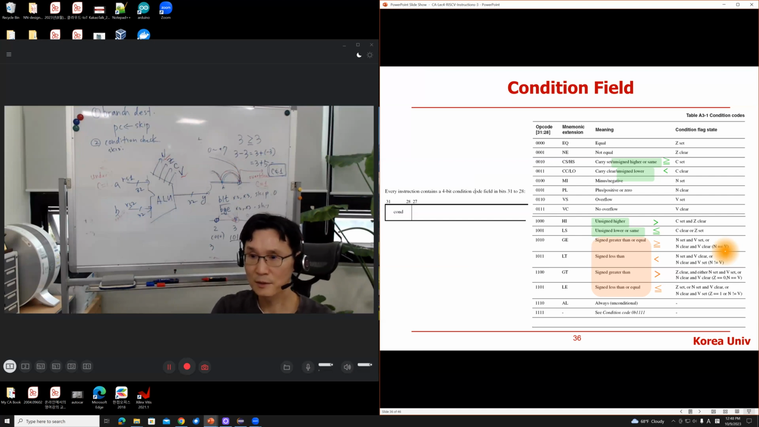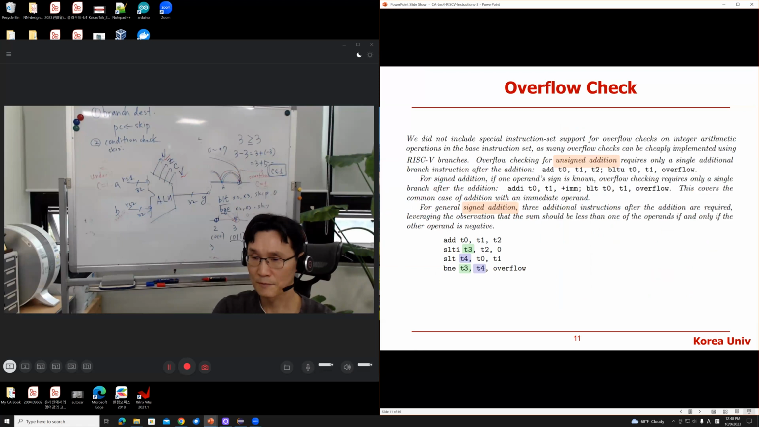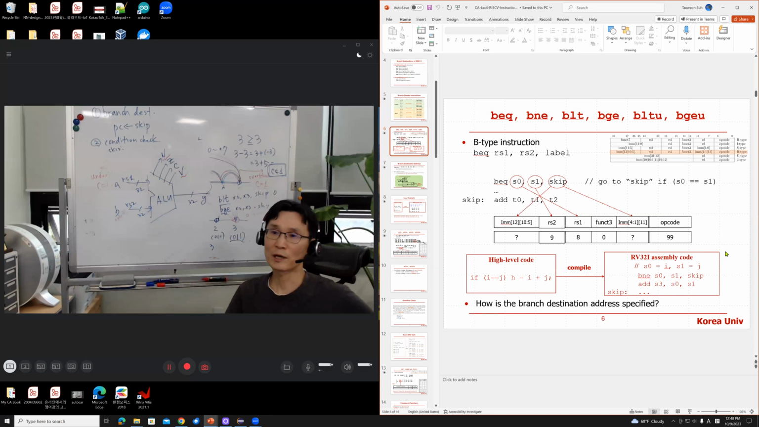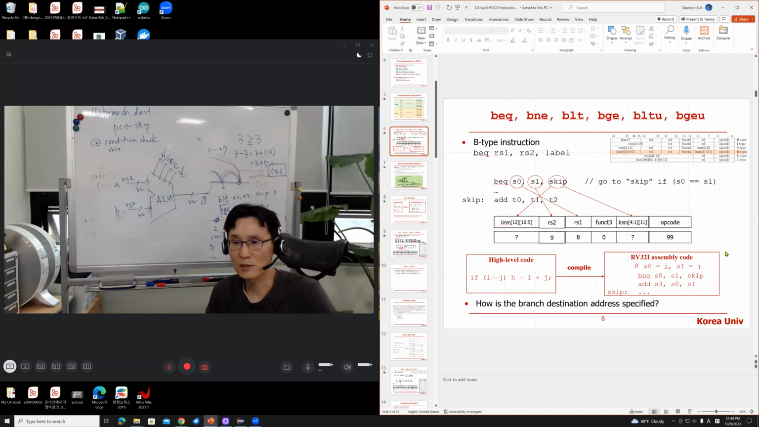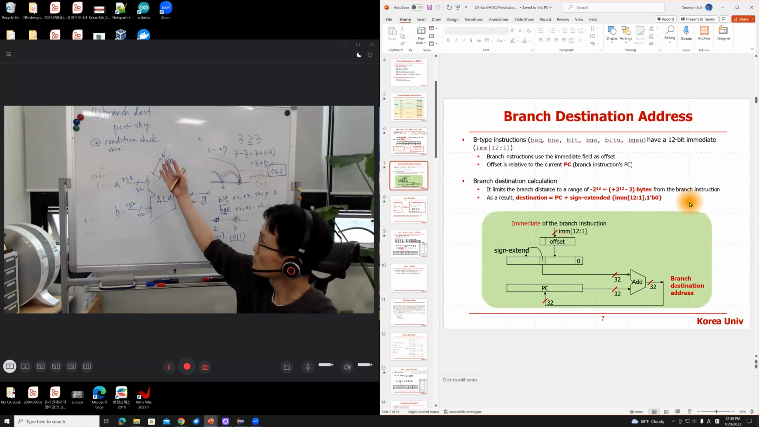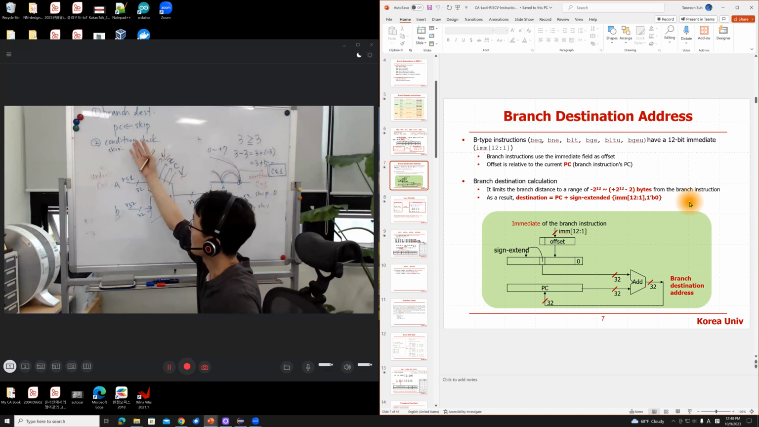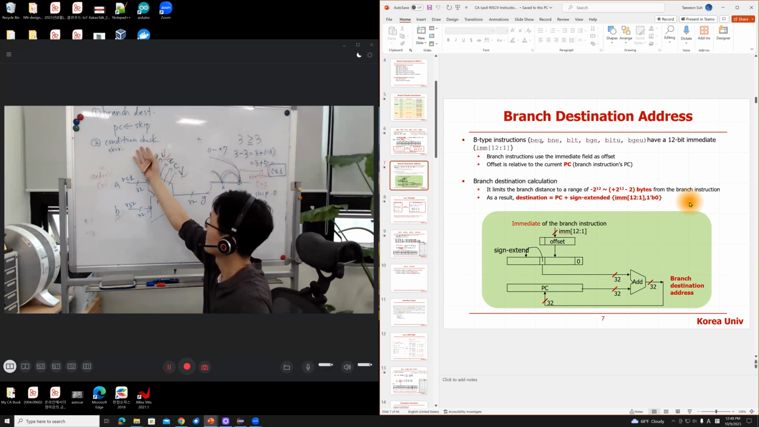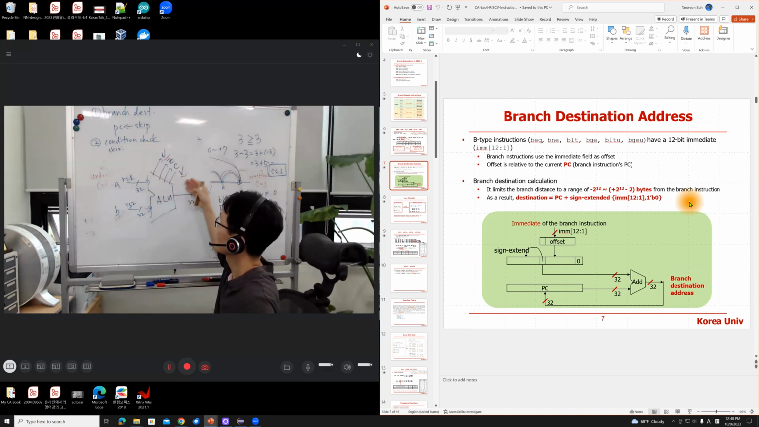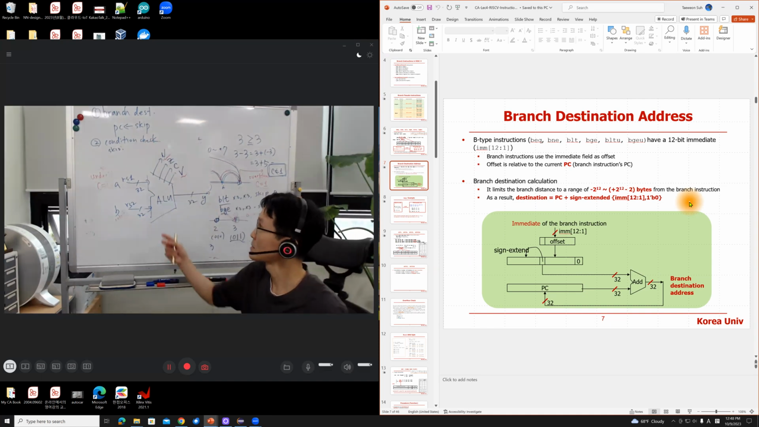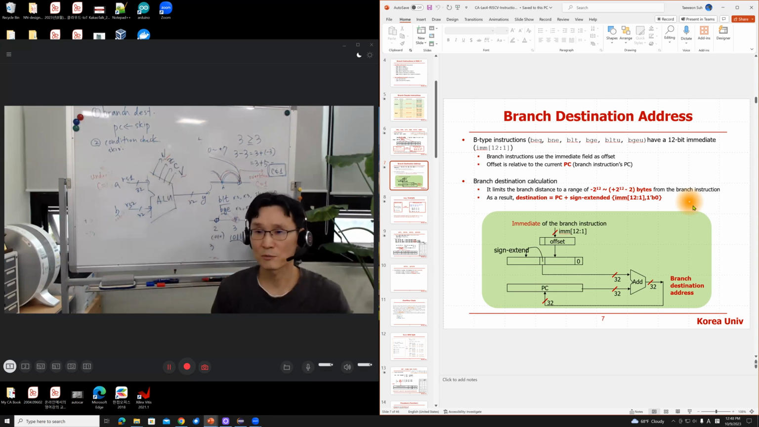Okay, that is the one. Let's go back. So I think we have finished our branch instruction discussion. Two things: branch destination computation, and then condition check. Condition check can be done by using those flags, depending on the instructions. And then if the condition is met, you are updating the program counter.